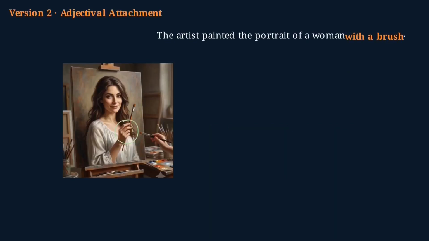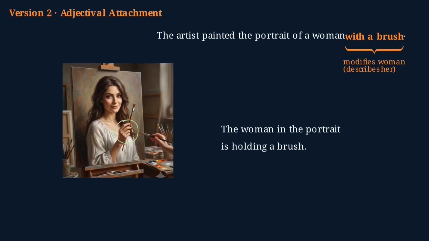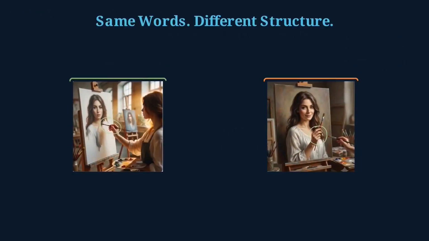Adjectival attachment: woman holding brush. In version 2, "with a brush" describes the woman in the portrait. The phrase modifies the noun woman rather than the action. Here, the meaning is that the woman shown in the portrait is holding a brush. Notice that the words in the sentence never changed. What changed was the underlying structure of the sentence.